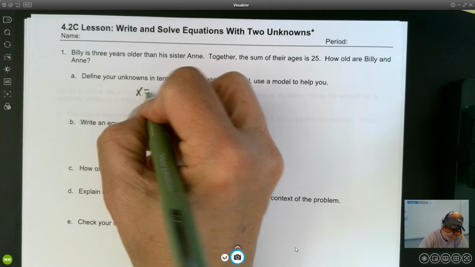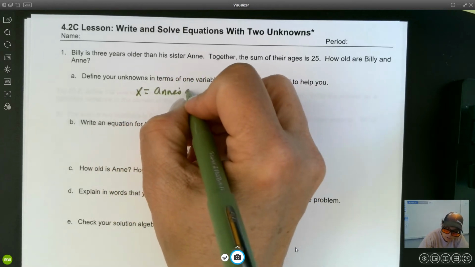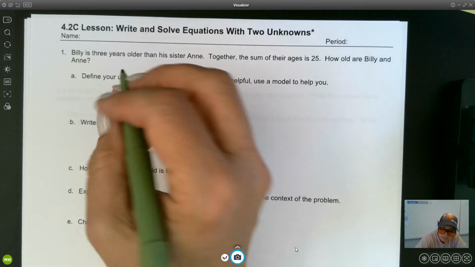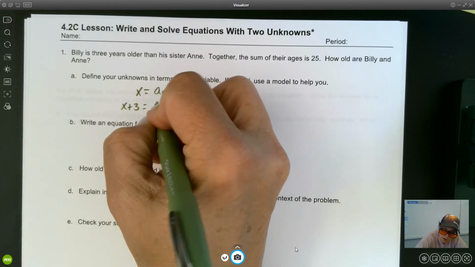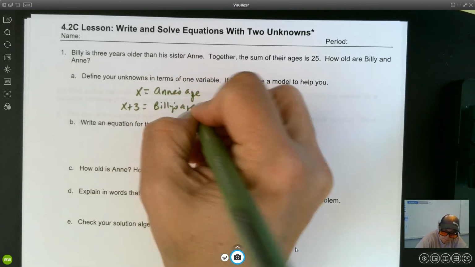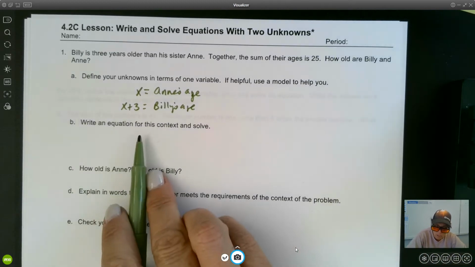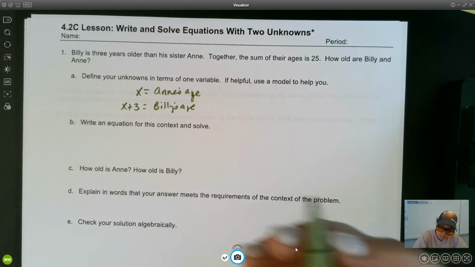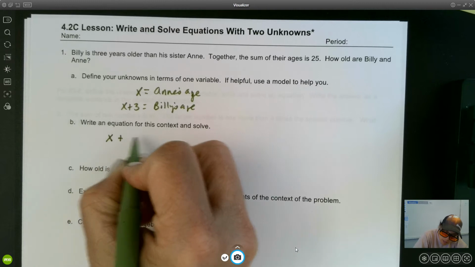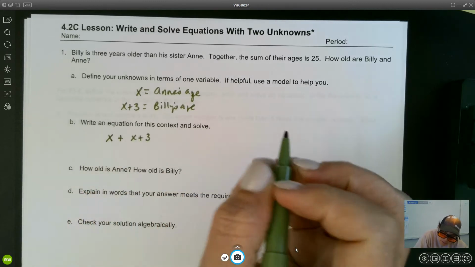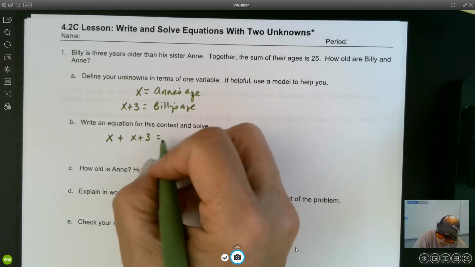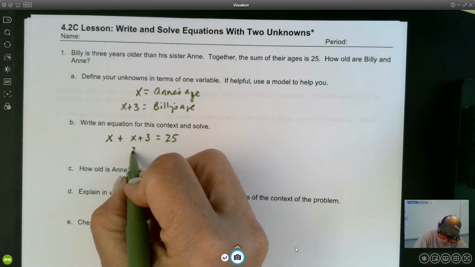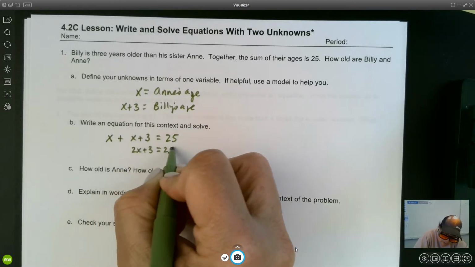Okay, so we've got x is Anne's age. And then if Anne is x, isn't Billy x plus 3? Write an equation for this context and solve. So the sum of these two, it says, together the sum. So Anne plus Billy equals, what was it, 25. So there's your equation. Okay, so solving this would be 2x plus 3 equal 25.